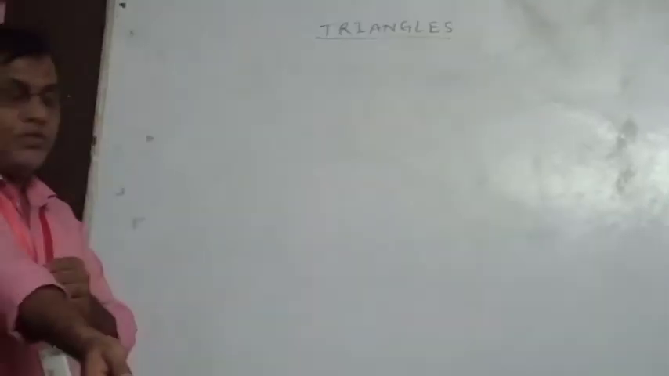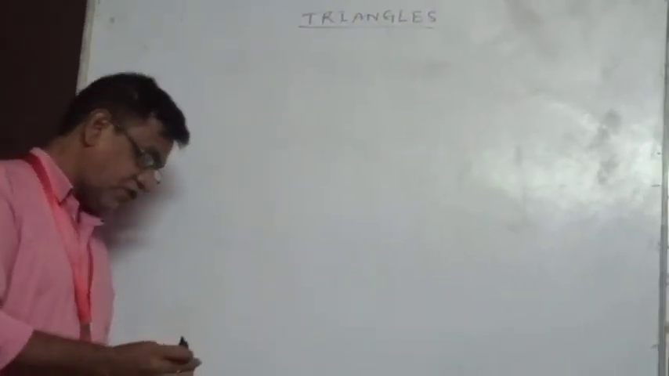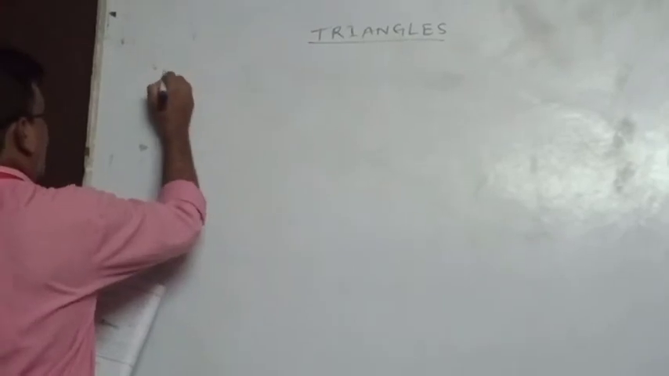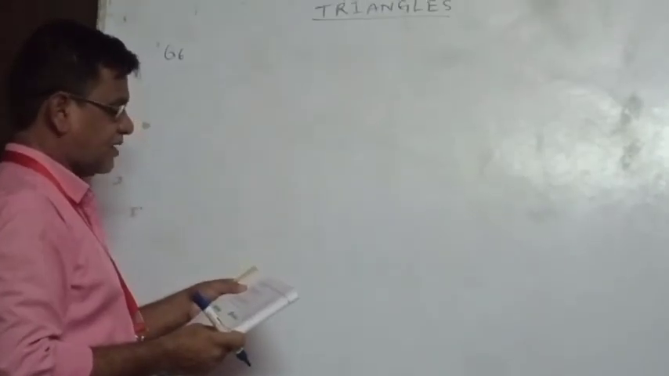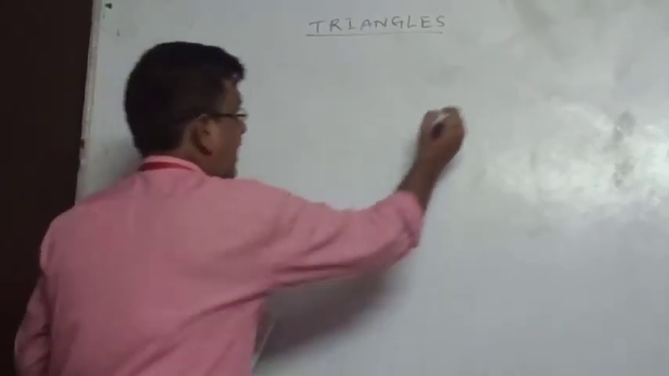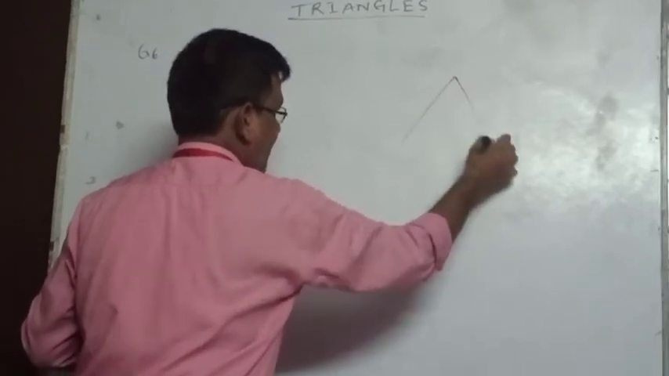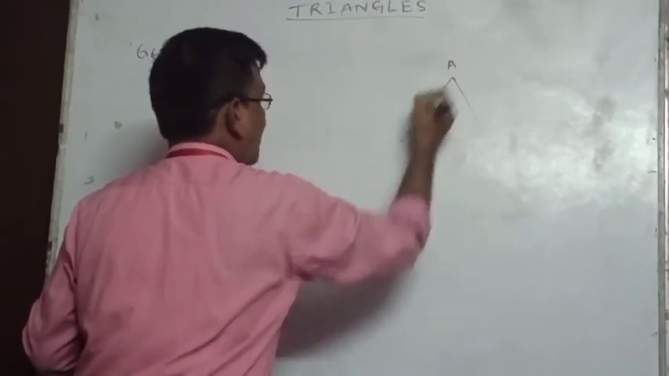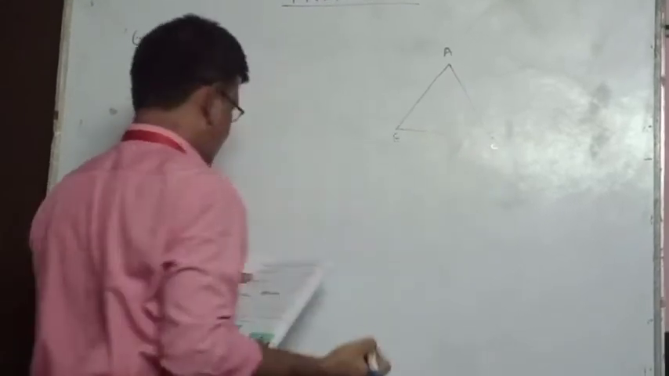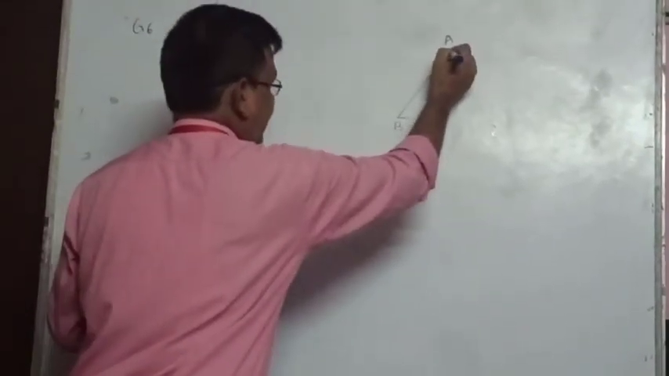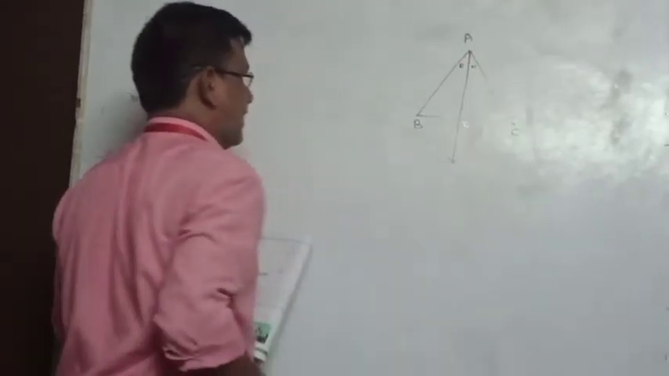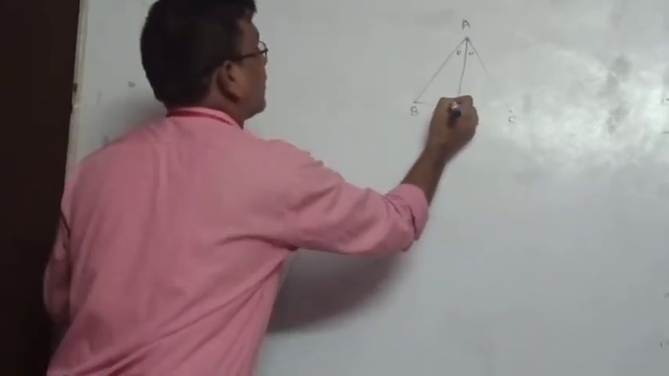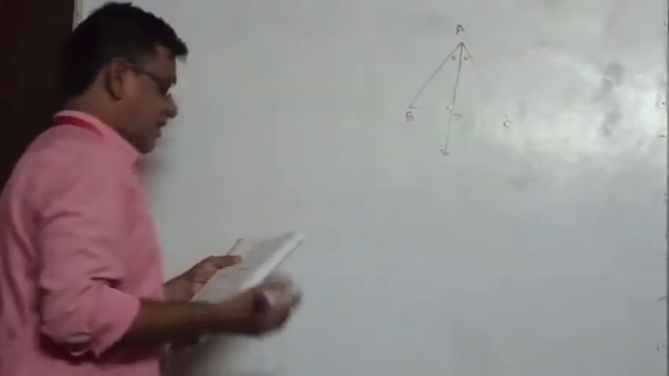Okay. Now come to question number 6. Now what is question number 6? I will draw the figure here. Prove that if the bisector of angle BAC, means one triangle is there. Let this be triangle ABC, and a bisector of angle BAC, means bisector of this angle. Let it be D. This angle is congruent to this angle, and this is perpendicular to BC. It is given to you.